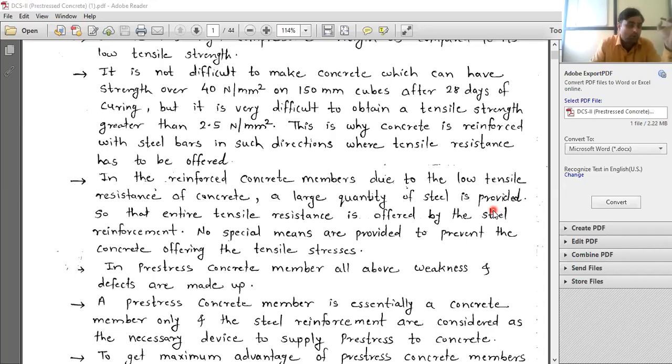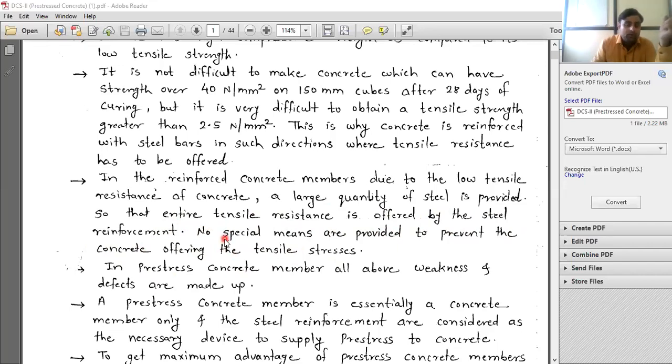This I am talking about normal concrete. So that the entire tensile resistance is offered by the steel reinforcement, and no special means are provided to prevent the concrete offering the tensile stresses. Okay, so all the tensile resistance is provided by the steel. Concrete is not providing any tensile resistance, and we have not also made any arrangement so that the concrete will be able to provide this tensile resistance.